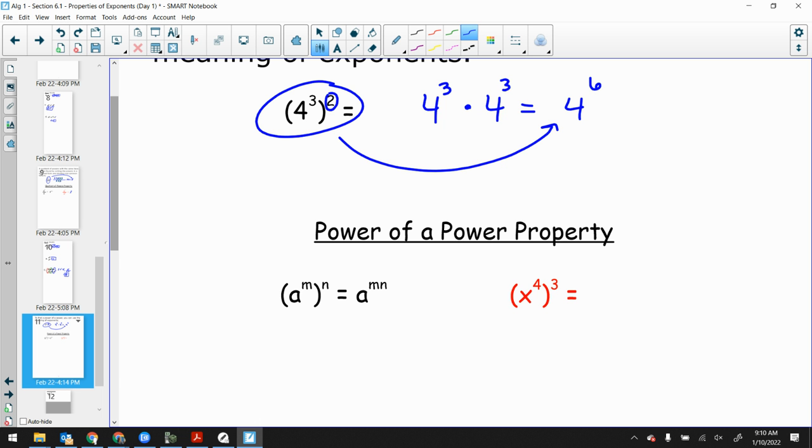A to the m to the nth power is a to the m times n. Go ahead and write that in on your papers there. A to the m times n. There's no operation in there, but you assume that that's multiplication. A to the m to the nth power is a to the m times n. So what's my power on x here? 12. X to the 12th.